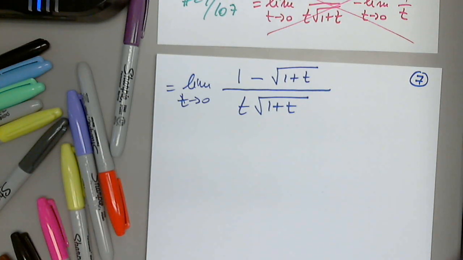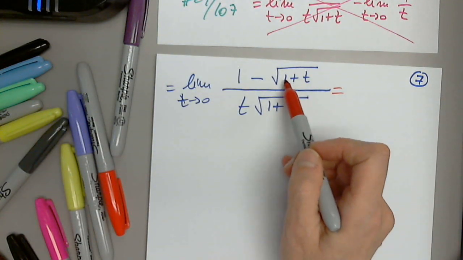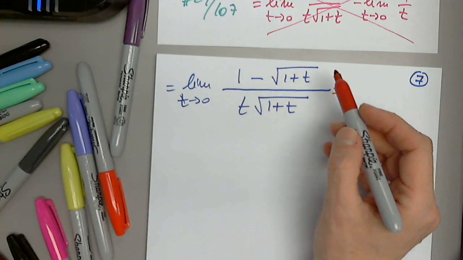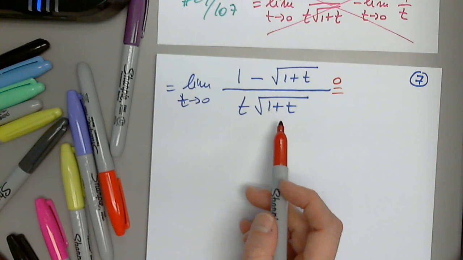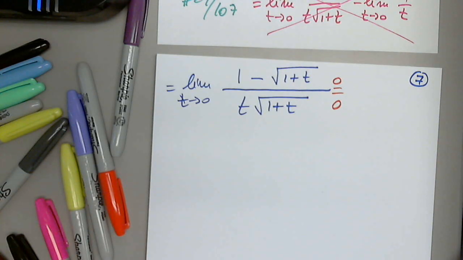There was no point in plugging in before because I didn't have anything; it was a number over 0. So let's plug in now and see what this is. When we plug in 0, 1 plus 0 is 1. The square root of 1 is 1. 1 minus 1 is? Good. And the denominator? Good. Now it's 0 over 0.